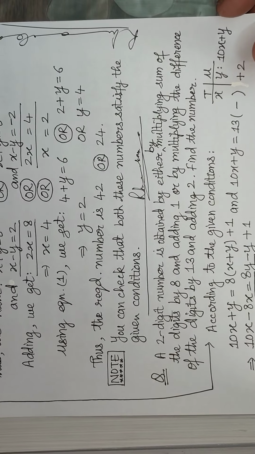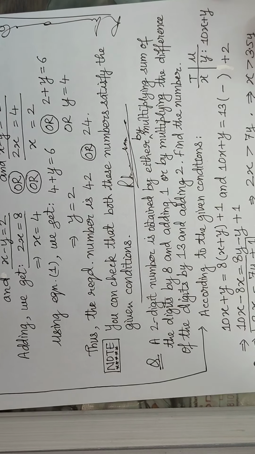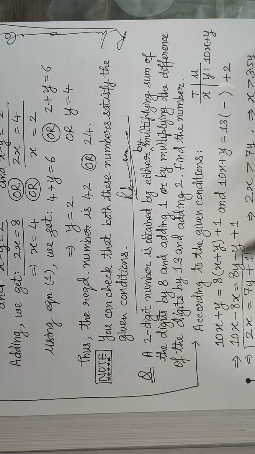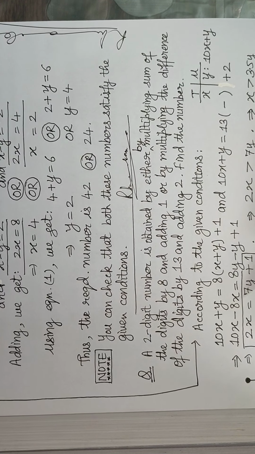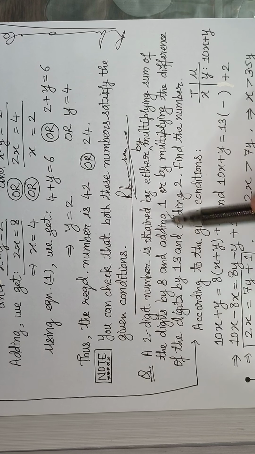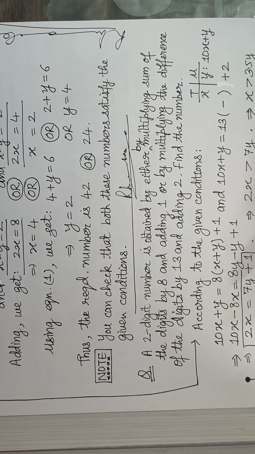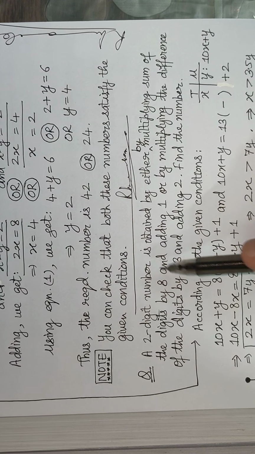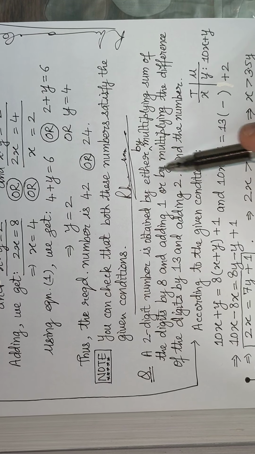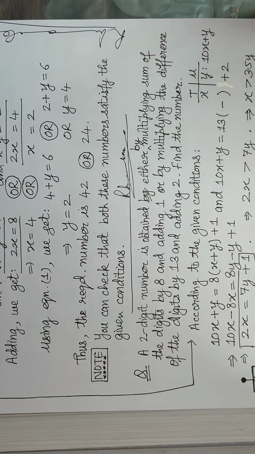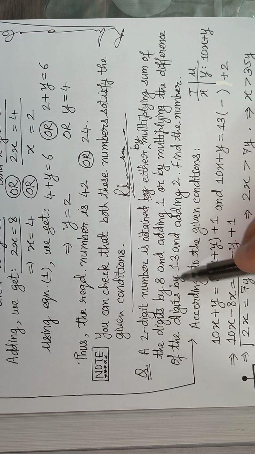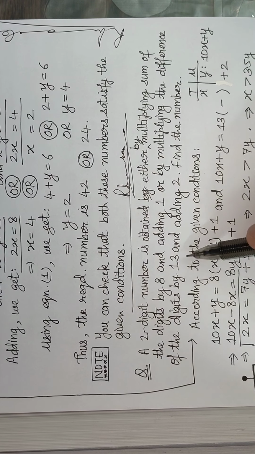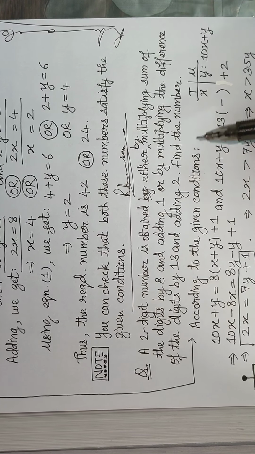Now I am picking up a very unique problem, and this is from a reference book. Earlier, this question used to be there in the NCERT textbooks. Now the question reads as: a two-digit number is obtained either by multiplying the sum of the digits by 8 and adding 1, or by multiplying the difference of the digits by 13 and adding 2. Find the number.